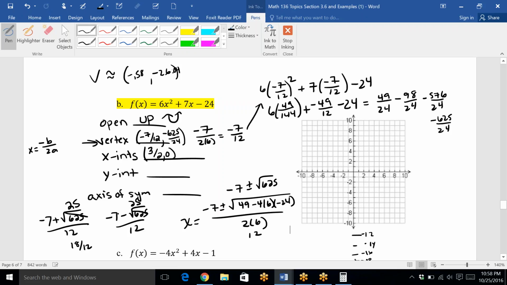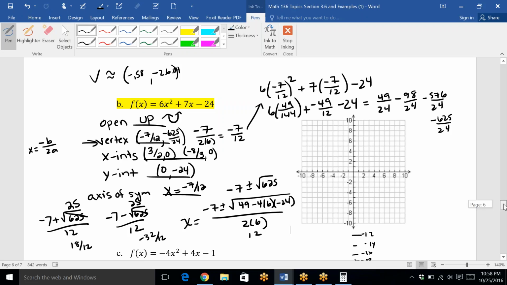And then my other x-intercept is negative 32 over 12. And those are both divisible by 4. So that would be negative 8 thirds and 0. Your y-intercept, remember, is just the constant, because if you plug 0 in for everything else, it's negative 24. And the axis of symmetry is just a vertical line through your x-coordinate of your vertex.